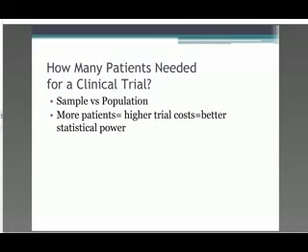Getting back to the point I made before, how many patients do you need for a clinical trial? And again, the point of the adaptive clinical trial designs is to reduce that number. What you're doing when you set up a clinical trial is to make some assumptions about the sample that you're studying versus the entire population of patients with the disease. More patients means higher trial costs. That's just a fact of the matter. It means better statistical power, but sometimes it's simply not possible to recruit that number of patients, and then you have to go back to the FDA and talk to them about what you should do.